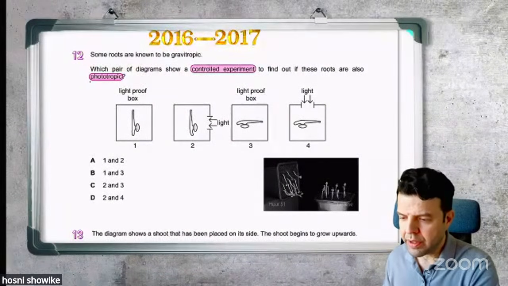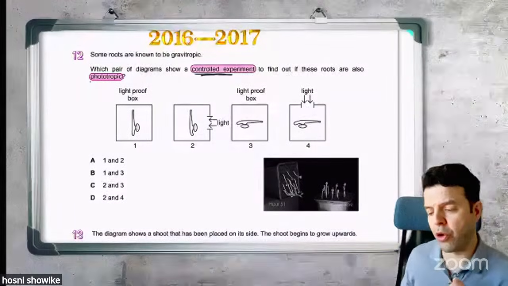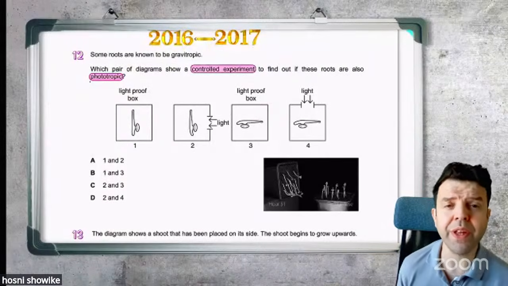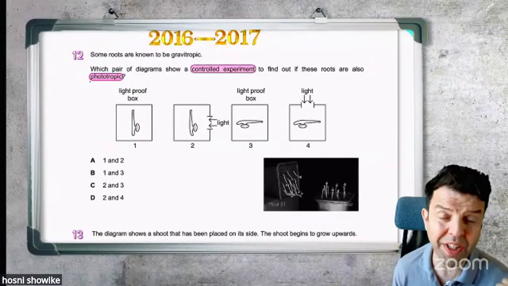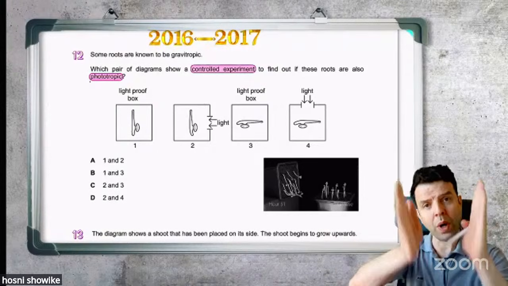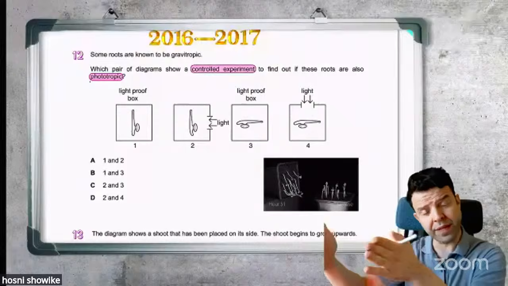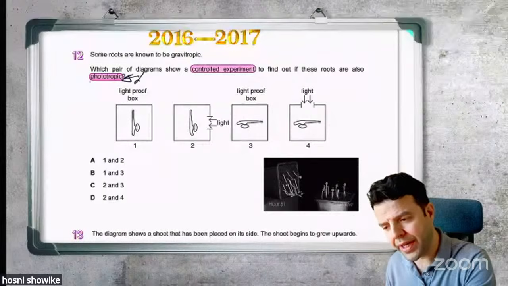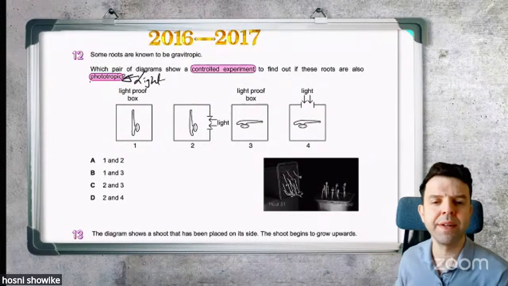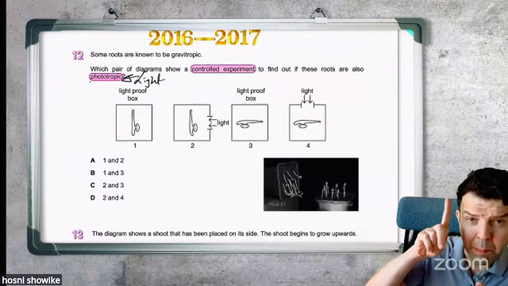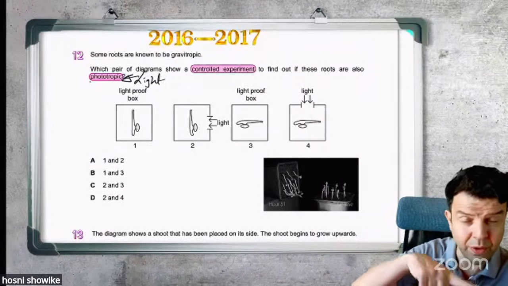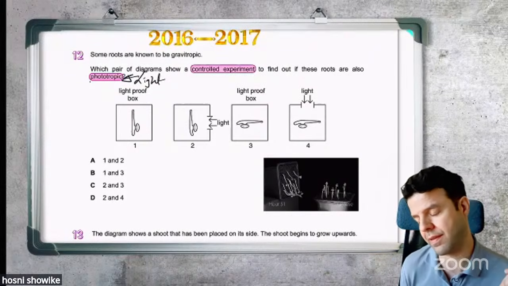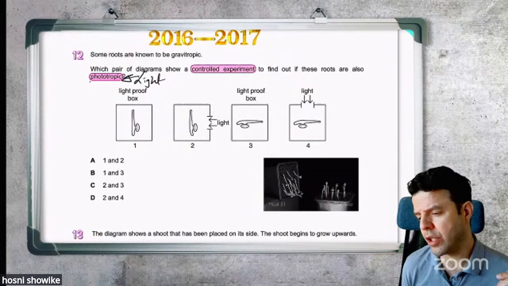Which pair is a controlled experiment? What's a controlled experiment? It means you have an actual experiment with an independent and a dependent variable, and you have one for comparison. So I need one set for the experiment and one set for comparison, and I want to prove that light is necessary for phototropism. So again, my independent variable is light. I need one for comparison with dark. I need light and dark as a set. Which one do I go for?